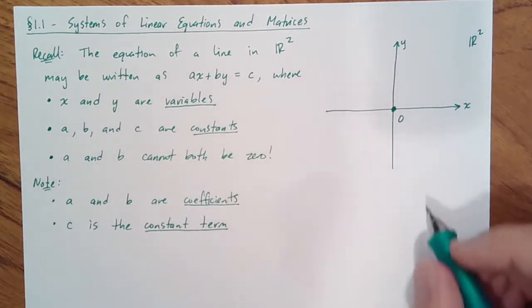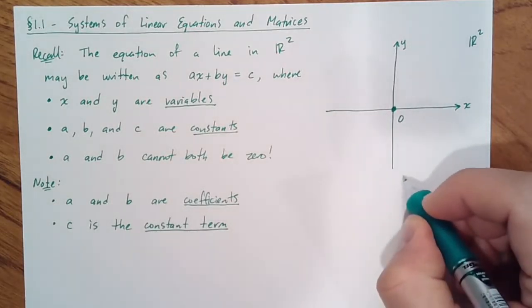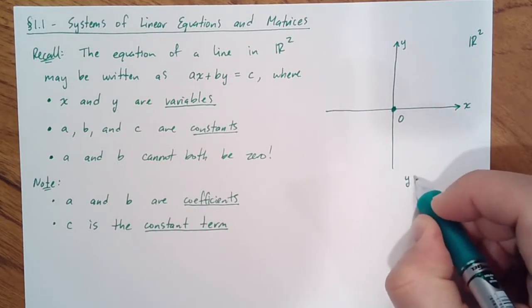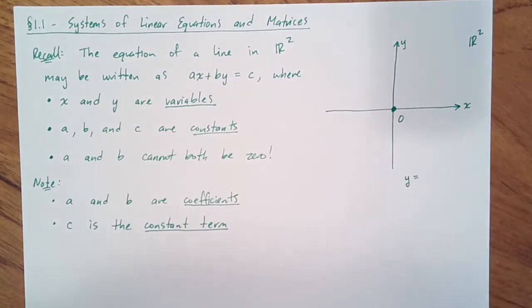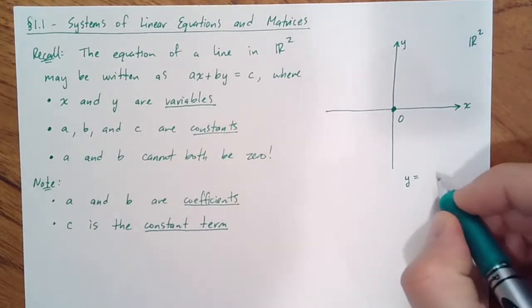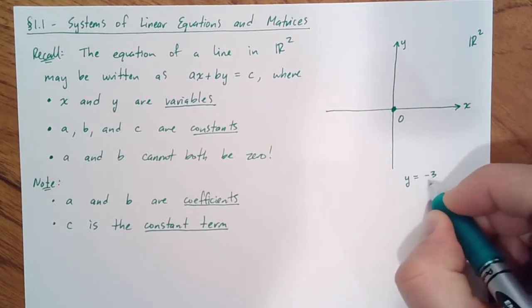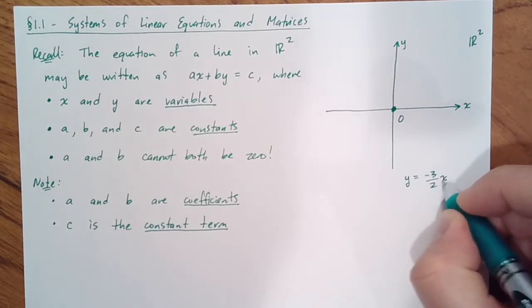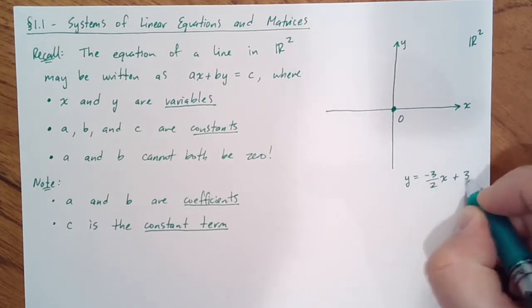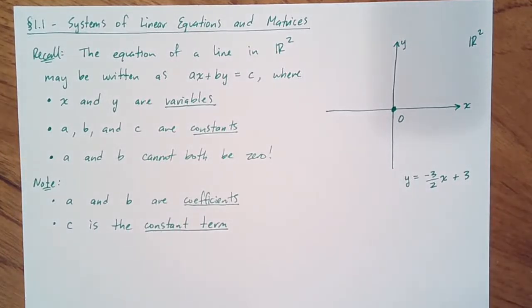What if I gave you the following example? I'm going to write it over here, so I'm going to use this copy of the Cartesian plane to write an equation and draw a graph. What if I gave you the line y equals negative 3/2 times x plus 3? Well, you might recognize the form that this line appears in. This is called slope-intercept form.